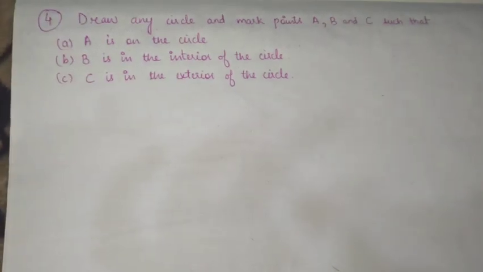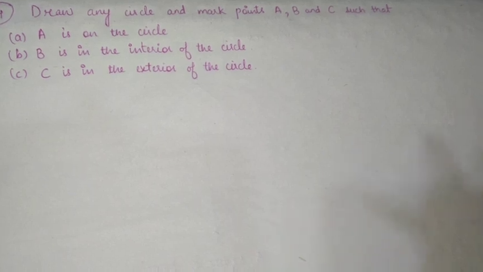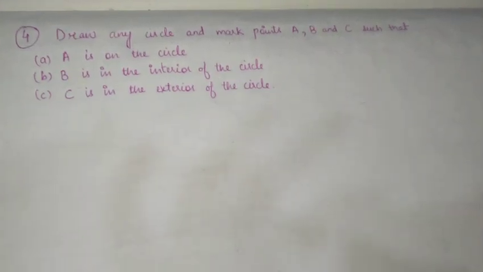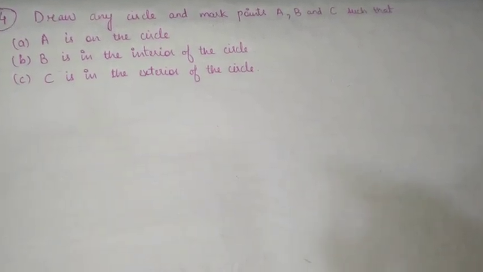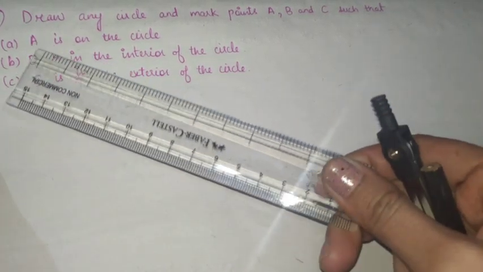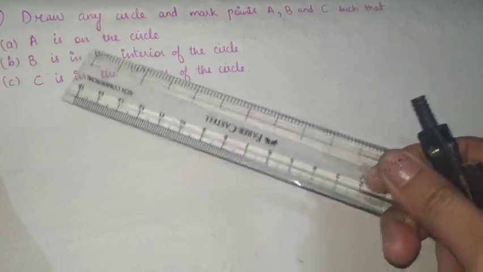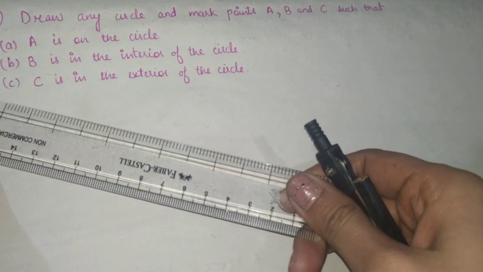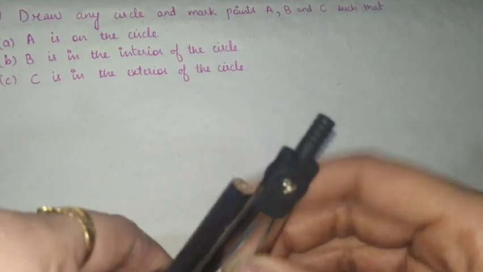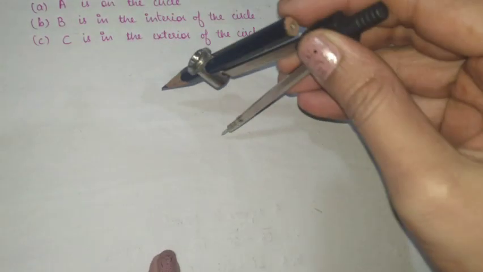So now question 4 says, draw any circle. Again, any circle, no radius has been specified. So you can draw a circle of any radius. So draw any circle and mark the points A, B and C such that A is on the circle, point B is in the interior of the circle, point C is in the exterior of the circle. Okay, so we'll just draw a circle. We'll do this question very quickly since it's very easy. So just draw any circle.